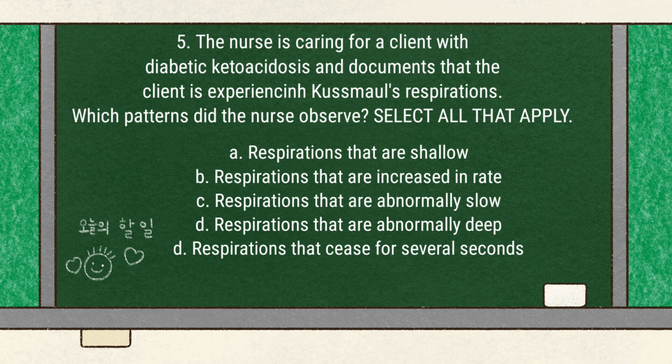Alright, our last question for part 1. The nurse is caring for a client with diabetic ketoacidosis and documents that the client is experiencing Kussmaul respirations. Which patterns did the nurse observe? Select all that apply. A. Respirations that are shallow. B. Respirations that are increased in rate. C. Respirations that are abnormally slow. D. Respirations that are abnormally deep. Or E. Respirations that cease for several seconds. Correct answers are B and D. Respirations that are increased in rate and are abnormally deep.